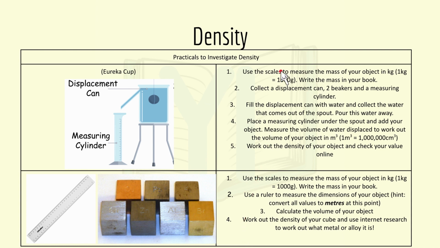So moving on, we have practicals to investigate density. We have the Eureka cup and these two things. And for the Eureka cup, we have the displacement can and the measuring cylinder. And basically, you use the scales to measure the mass of the object in kg, and collect a displacement can, 2 beakers, and the measuring cylinder. And here are the steps for this Eureka cup. And for the second one, which is this, you can read the description and how to investigate the density using these cubes over here.